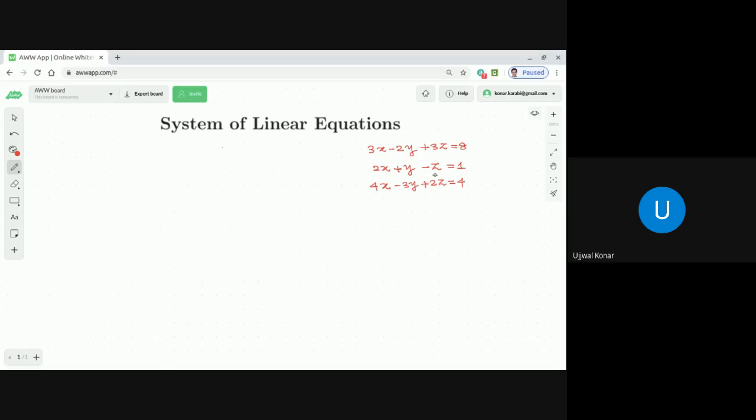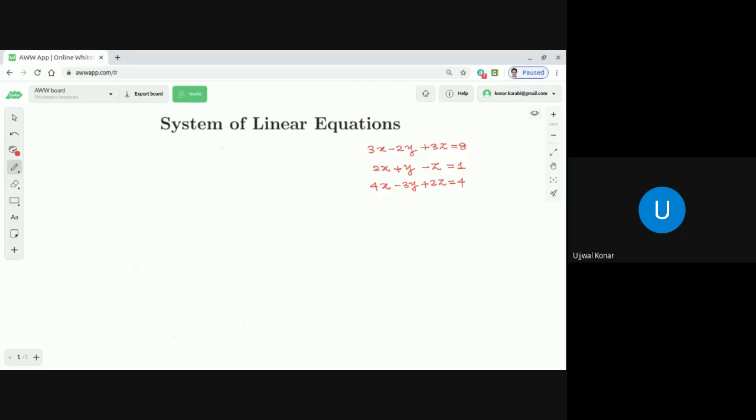If you look into these three equations, this is called system of linear equations. Why is it linear? Because, dear students, the power of x, y, and z, the unknowns, is 1. That is why it is linear. And why is it a system? Because there are three equations. These three equations constitute a system.